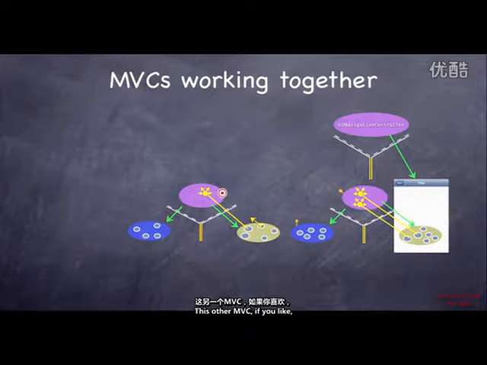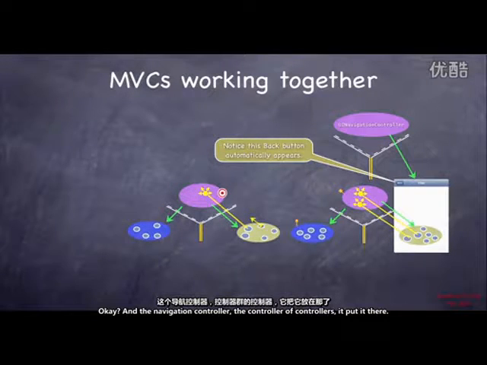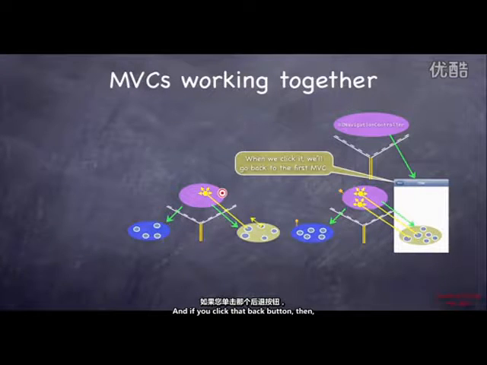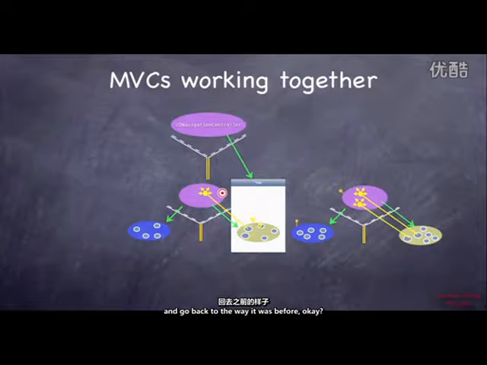This other MVC's view, like the graph of your calculator, is on there. And if you notice in the corner, there's that little button right there. That's essentially a back button. Okay? And the navigation controller, the controller of controllers, put it there. If you click that back button, this whole thing is going to undo and go back to the way it was before.